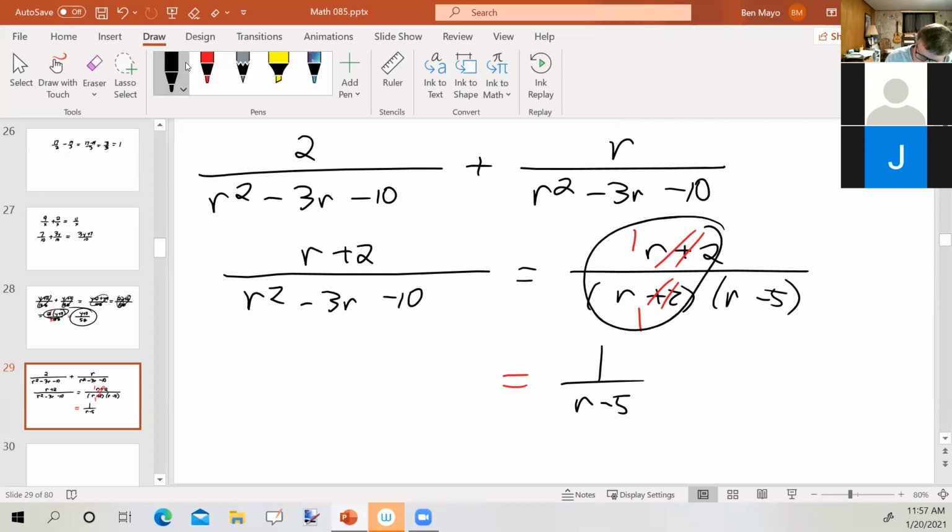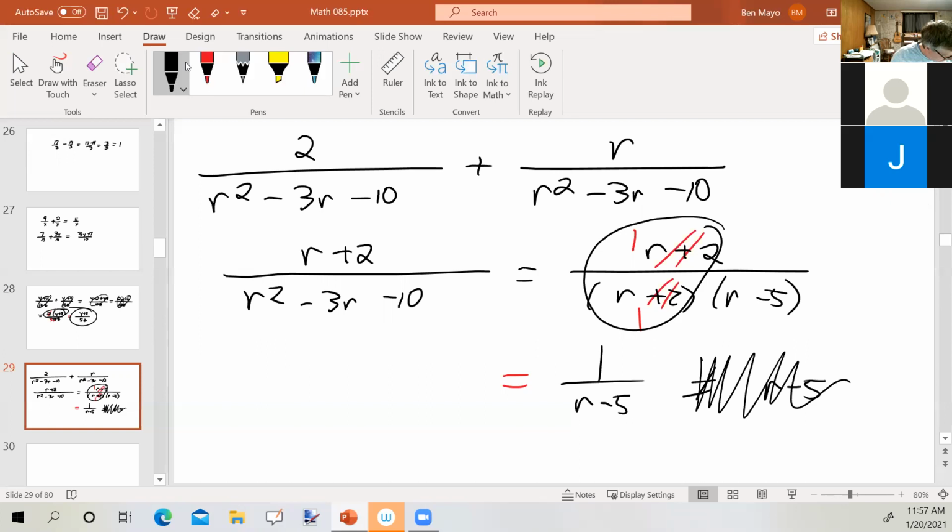Careful, these reduce down to 1. They don't cancel. There's still a 1 in the numerator. That's not equal to r minus 5. Okay, so don't make that mistake. We doing okay? Yes. All righty. Just wanted to see if somebody was still alive out there.